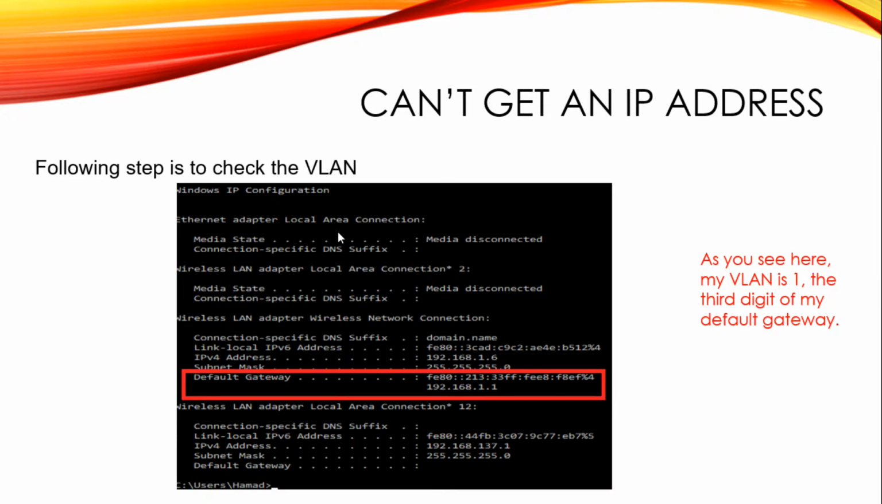Our next step will be to check the VLAN. To check the VLAN, I simply wrote ipconfig in the command prompt, and I got the details you see on the screen in front of you. So our VLAN will be in our default gateway: the IP address for our default gateway, the third digit of it, which is the one, that's our VLAN.